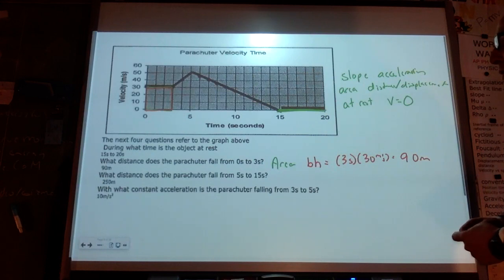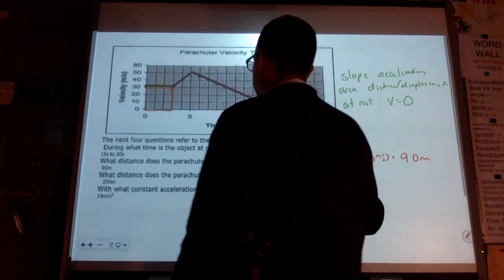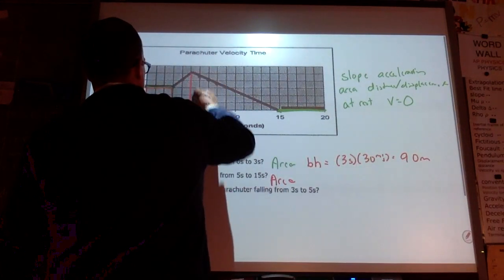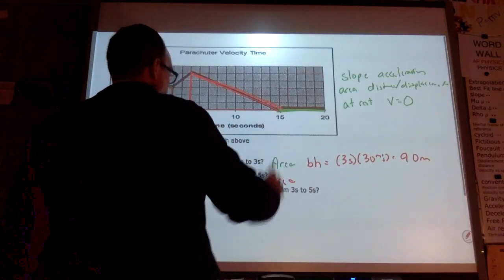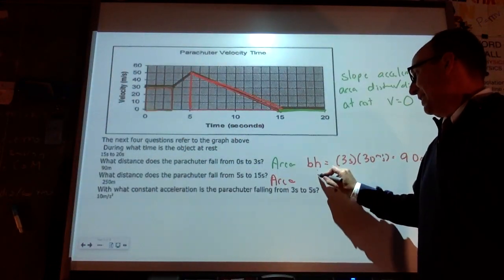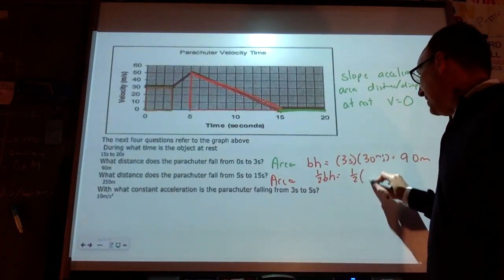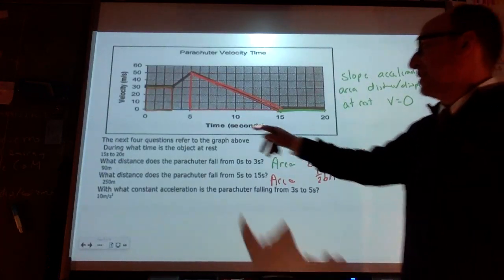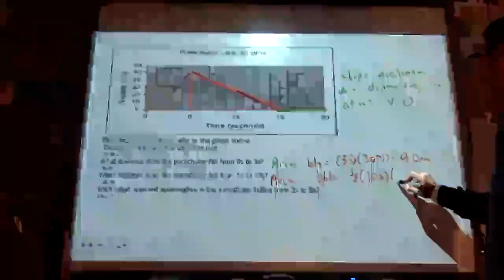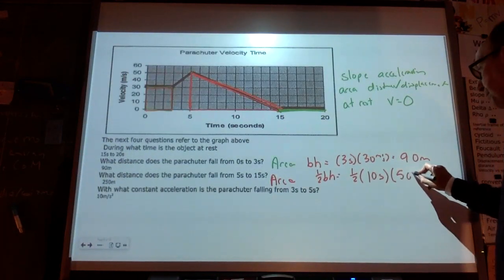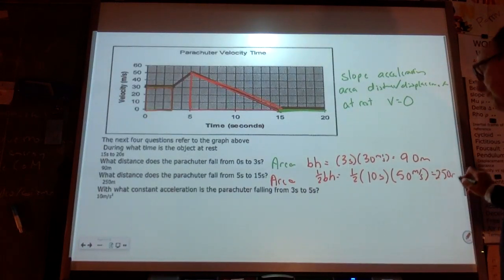What distance does it fall from 5 to 15? That's also going to be the area, and that's going to be this triangle. So this is not going to be base times height, but it's 1/2 base times height. So my base is going to be 10 seconds, not 15 seconds, because it's going from 5 seconds to 15 seconds. My height is going to be 50 meters per second. So that's going to give me 250 meters.